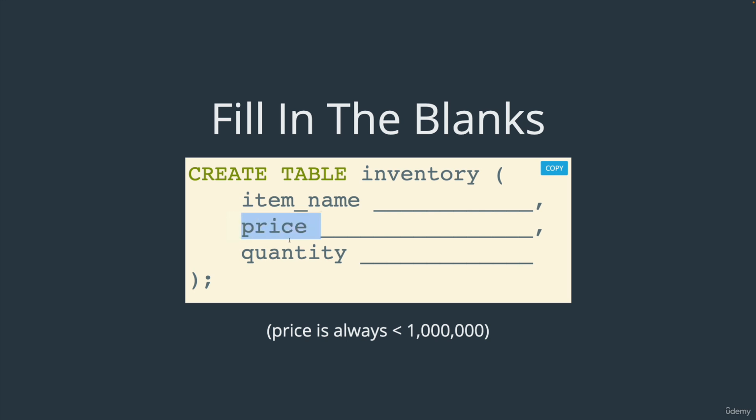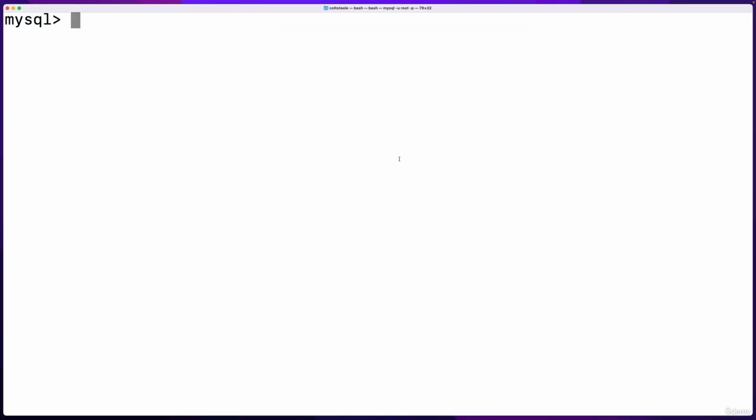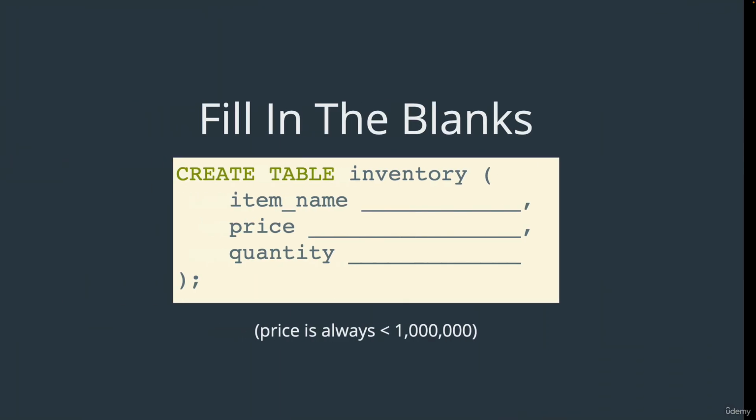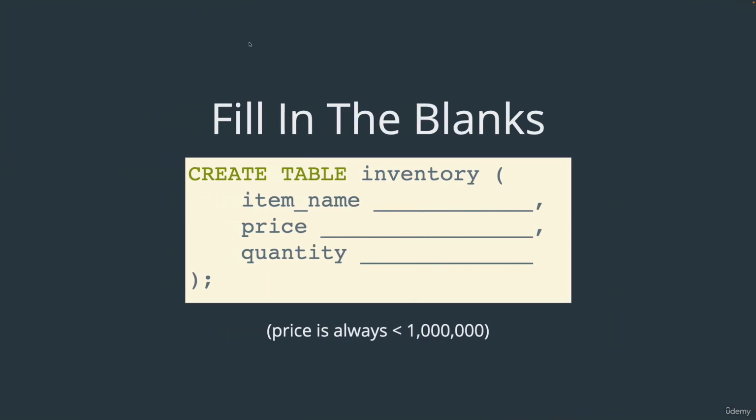And then price here is always less than 1,000,000. So I would do a decimal because we know that we're going to have at most 2 digits after the decimal. And before the decimal, we would at most have, in 1,000,000, 7 digits. So I think I would do decimal 7, 2. 7 digits before the decimal and then 2 after. But you could use float. You could also use double.